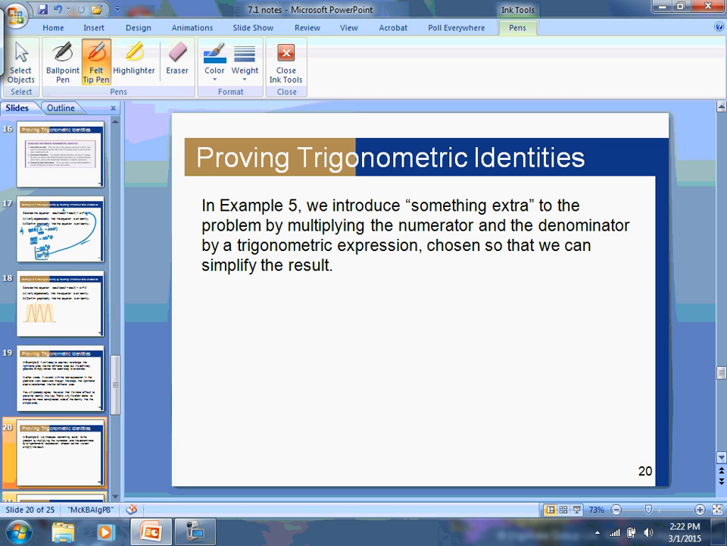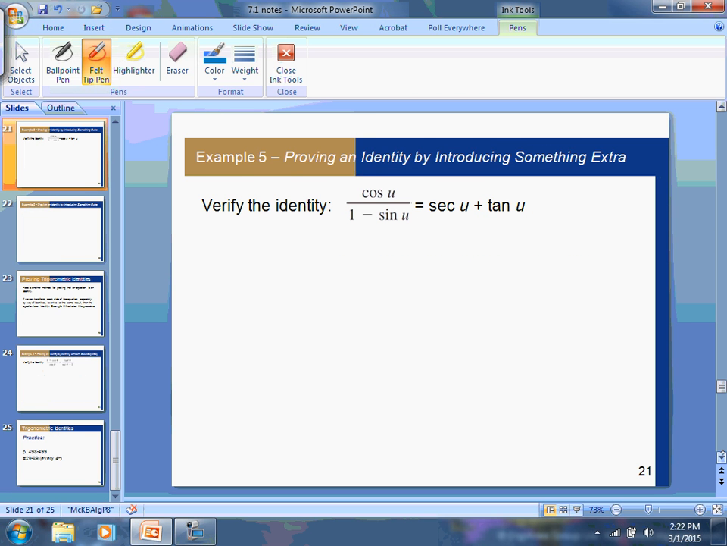Okay? Now in the next two examples, I'm going to show you some other strategies that you can use. And here we're going to use multiplying by the conjugate. If you remember that from your algebra days, that's where you multiply by whatever is in the denominator, except you change the sign between the two terms. So if you look at this identity here, we have cosine of u over 1 minus sine u equals secant u plus tangent u.